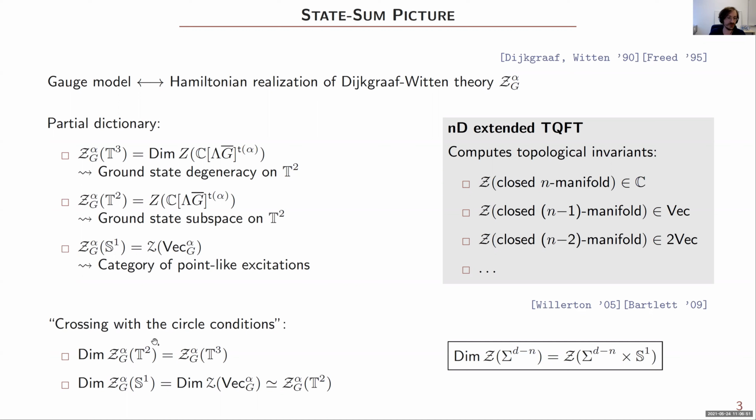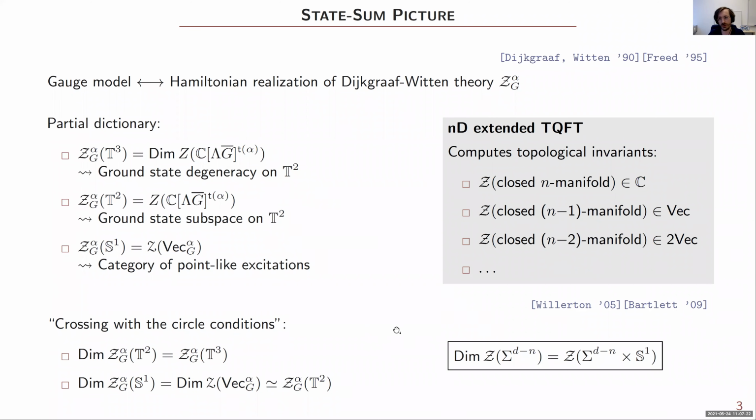So the first one is obvious. I briefly mentioned it, that the dimension of the vector space assigned to the torus is equal to the number assigned to the three-torus. But there is another one, analogous, that is possibly less familiar. There is a notion of dimension of a category as well. And when you compute the dimension of the category assigned to the circle, you find precisely the vector space that is assigned to the torus. And these relations, we refer to them as crossing with the circle conditions.